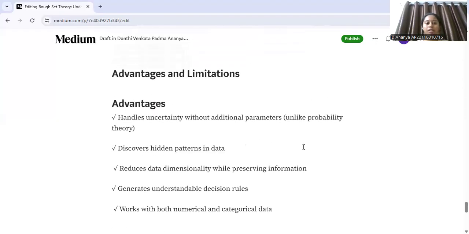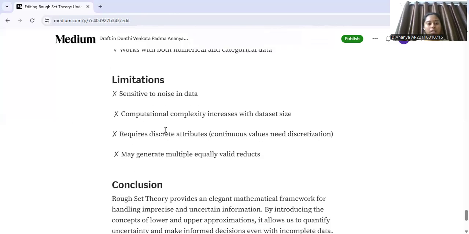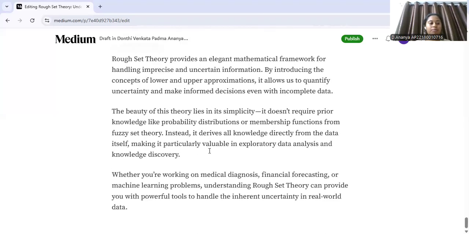I have listed a few advantages and disadvantages of rough set theory. The main advantages are that it handles uncertainty without needing probabilities or prior knowledge, and it helps discover patterns directly from the data. However, it can be sensitive to noise and works best with discrete data. Here are some limitations: sensitive to noisy data. The main advantage is that it handles uncertainty without needing probabilities or prior knowledge.